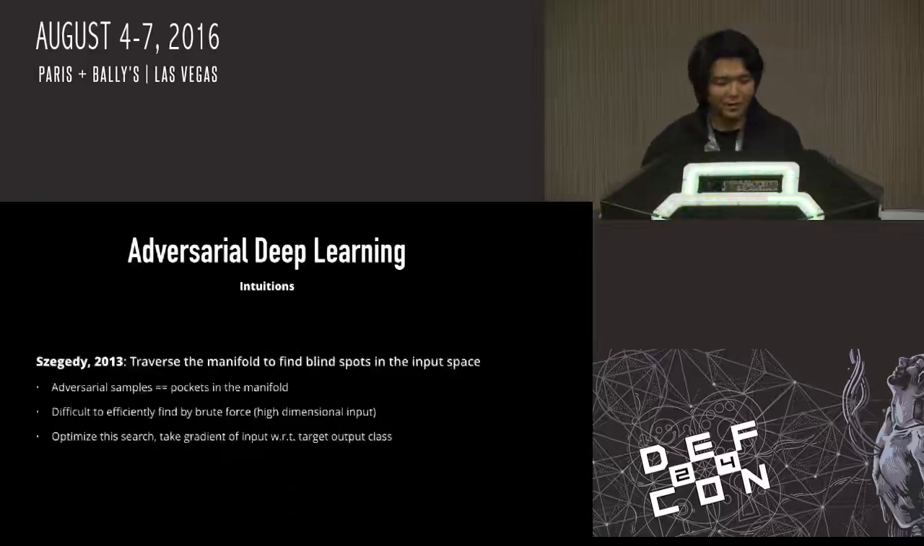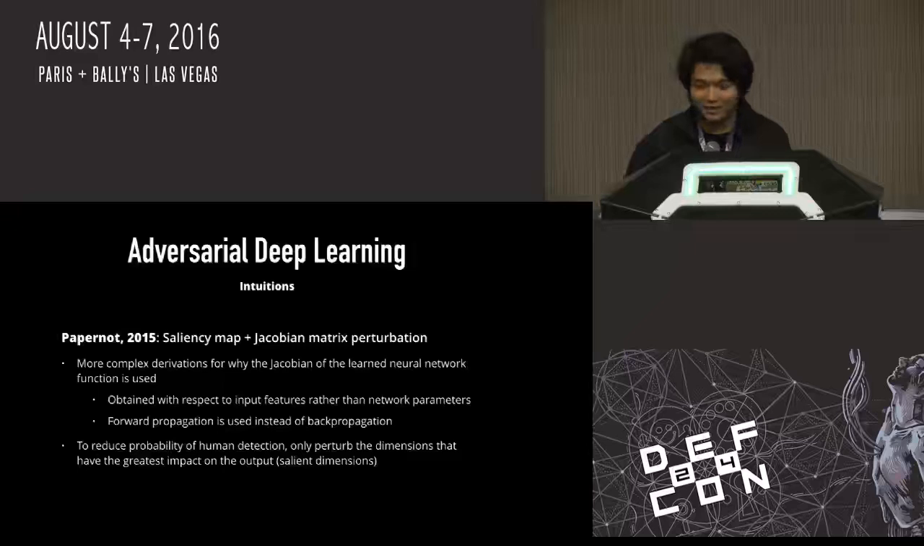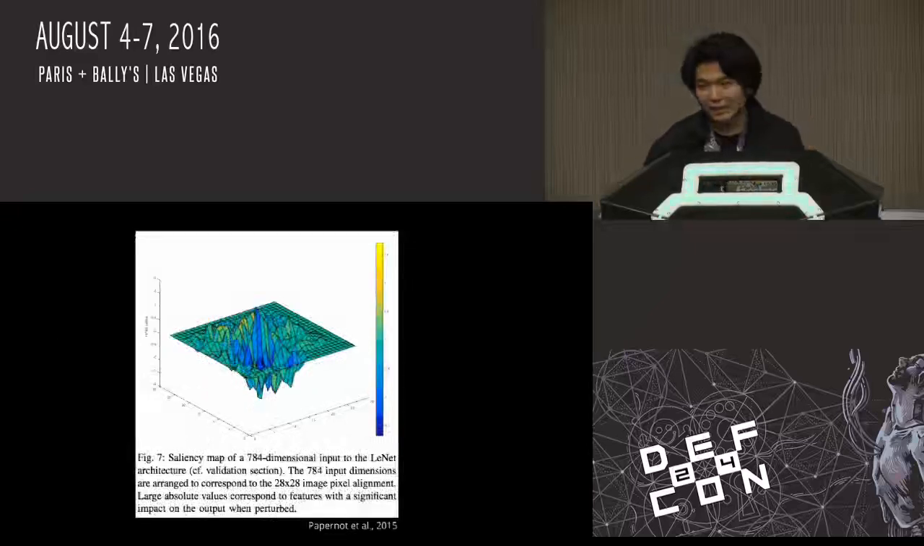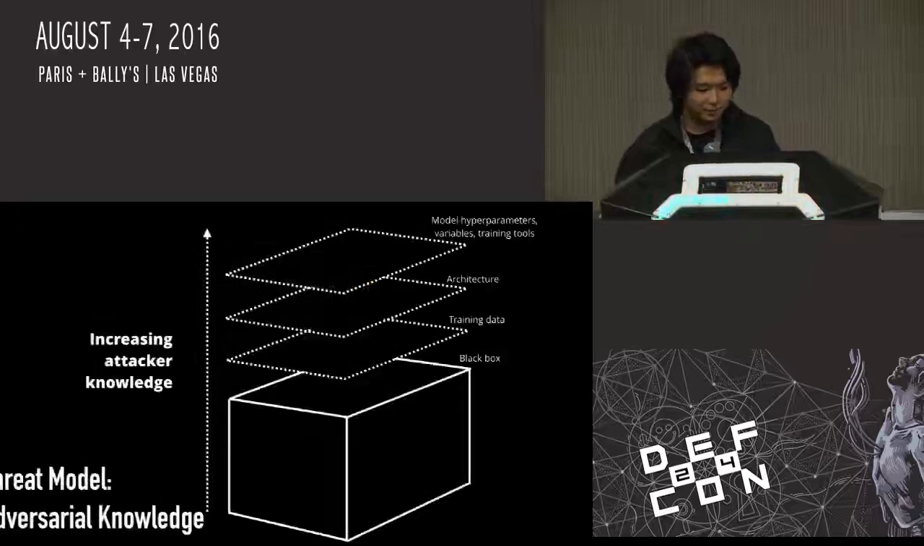So, a couple of methods. You basically traverse the manifold to find blind spots in input space. There are also optimizations that help you do this more efficiently, in a period of seconds instead of hours. And then there are also better optimizations that allow you to look at how much each particular pixel actually affects the output. This is called the saliency map, and I think it's really cool. You change those pixel values by a smaller amount than the other pixels that don't affect the output as much. So you can affect the output more without changing pixels as much.